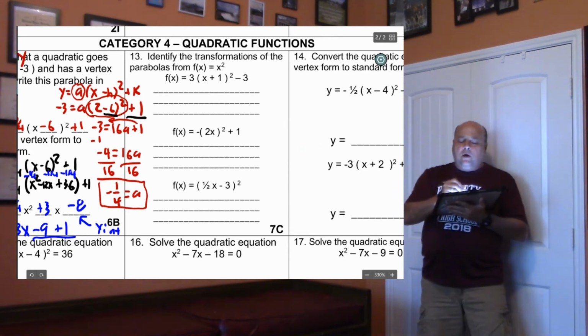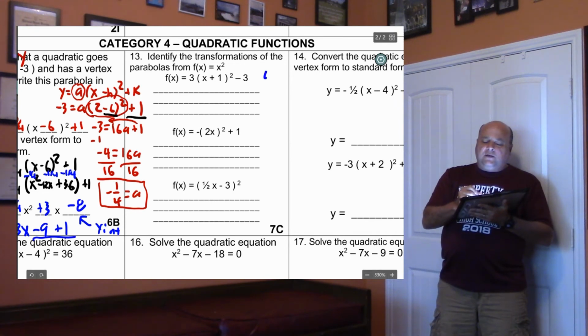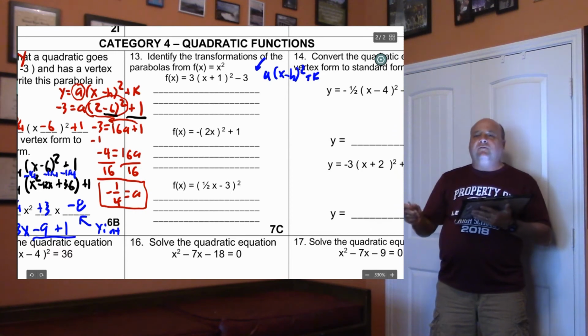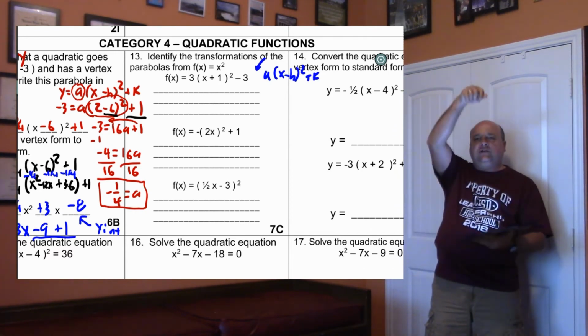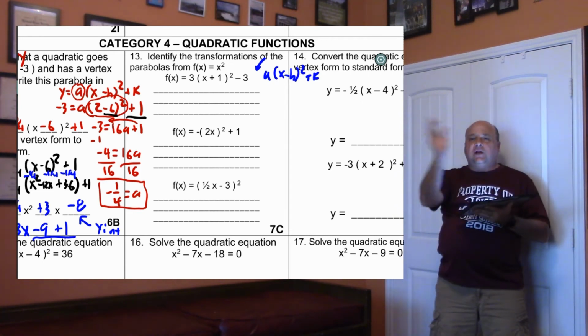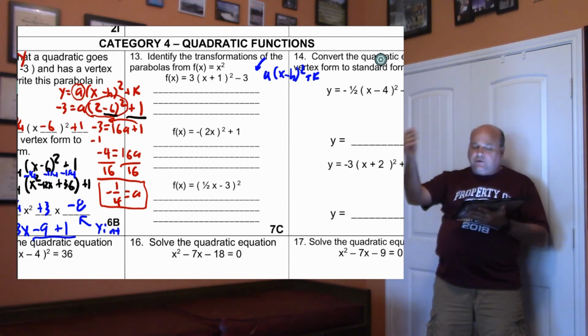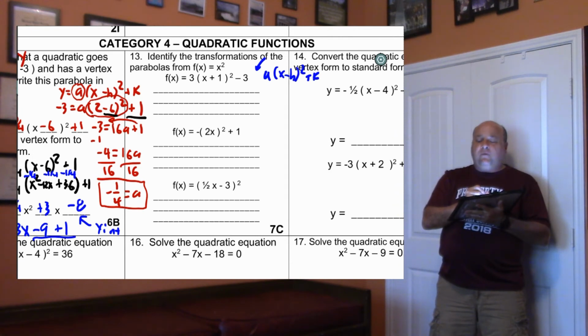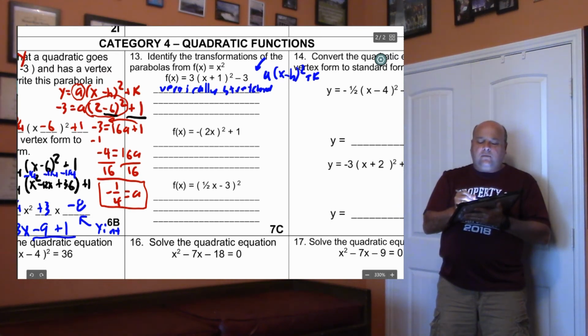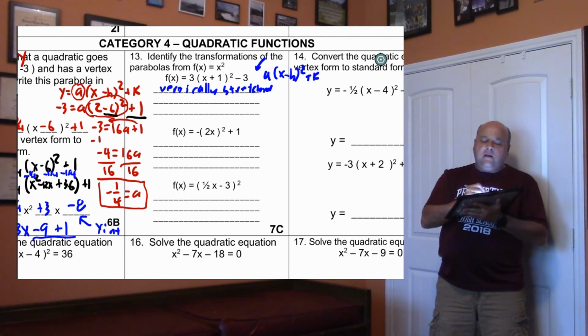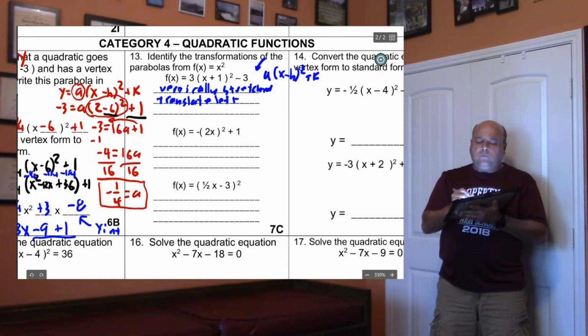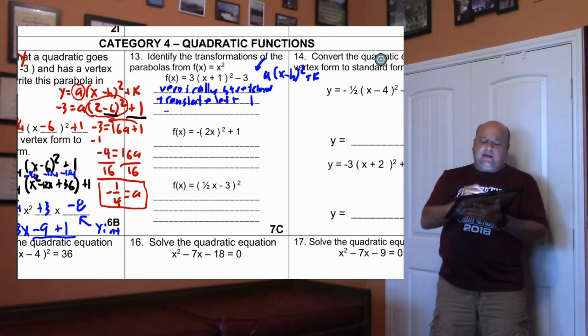Okay. Remember, if you have a(x minus h) squared plus k, if it's negative, it reflects across. The a vertically stretches or vertically compresses. The h is left or right. The k is up or down. Sure you remember this. So this one right here is not reflected. The 3 is vertically stretched. The parabola is going to get thinner because of that 3, right? The plus 1, it's opposite. That's translate left 1. And then the minus 3 is translate down 3.